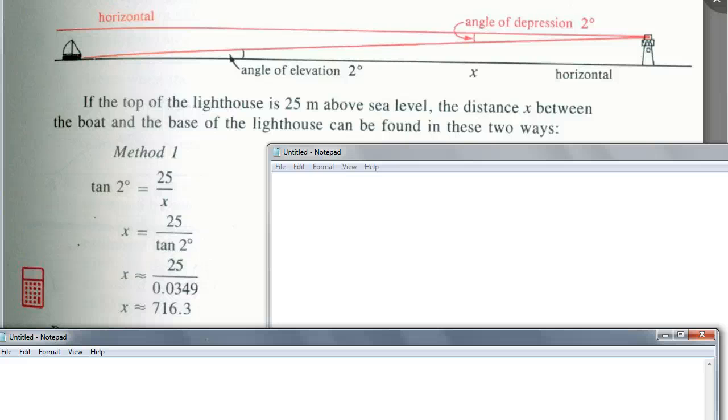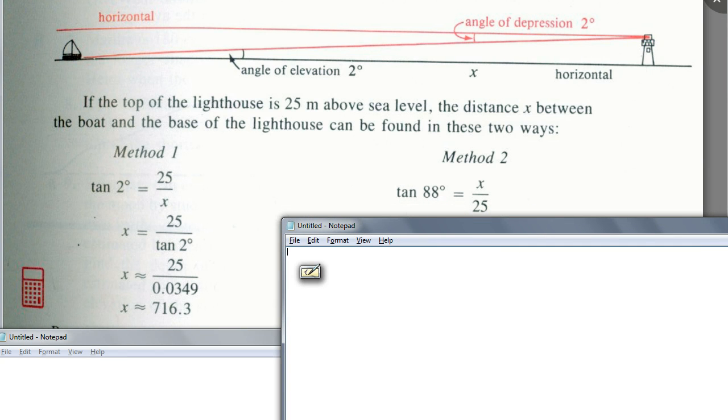Tangent of 88. Yeah, you could use tangent of 88 degrees, right? Is equal to what? That's harder. Actually, this is a bit easier. Tangent of 88 is what, Chris? X over 25. And so it's easier to find x, isn't that right?